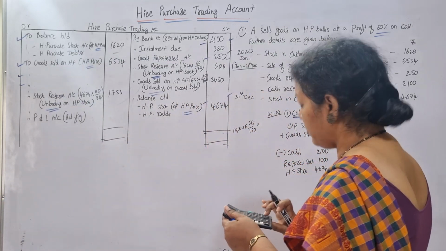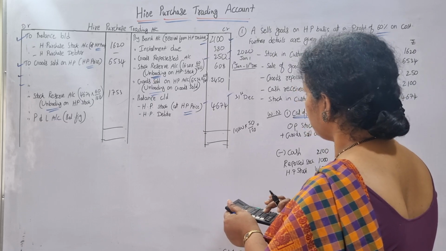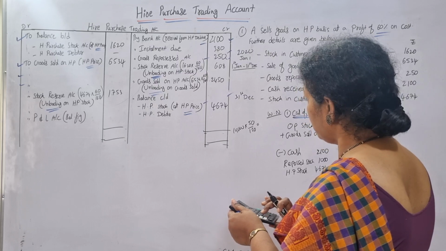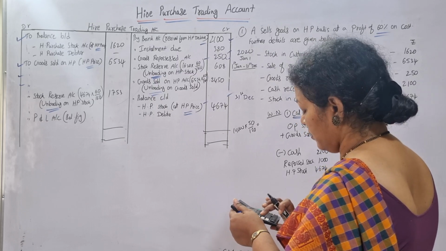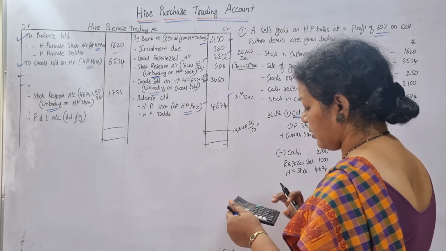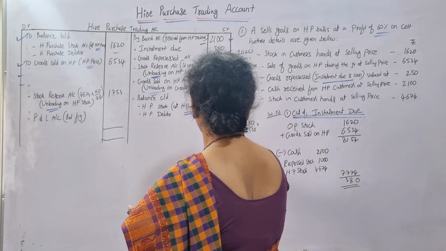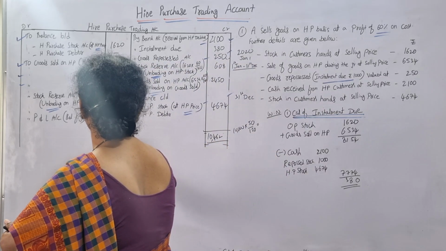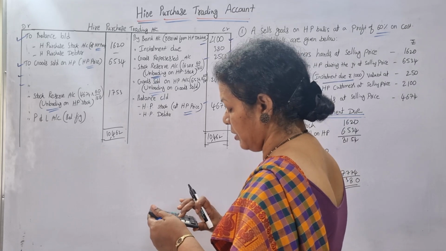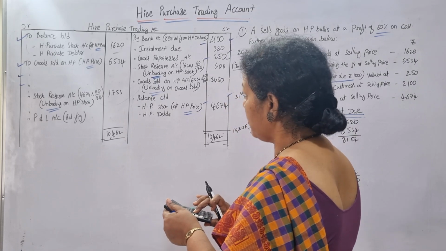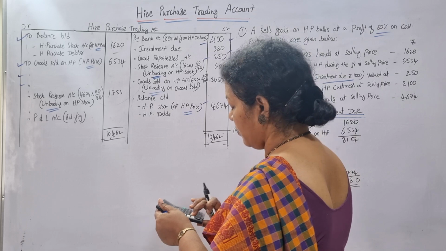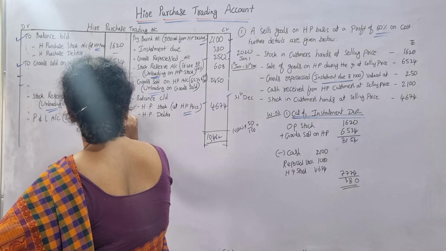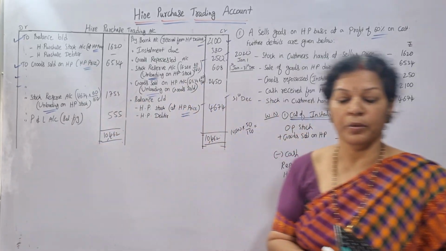So 2100 plus 380 plus 250 and 608 and 2450 and 4674 comes to 10,462. 10,462 minus 1620, 6534 and 1753. So we are getting 555. 555 is the profit.